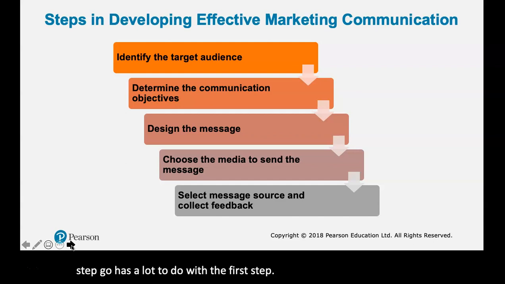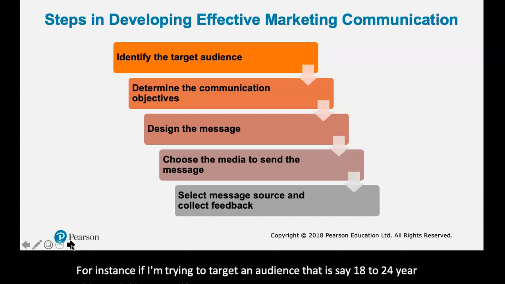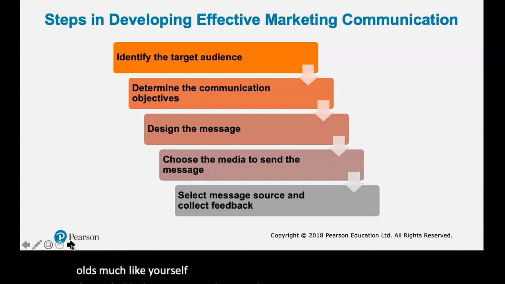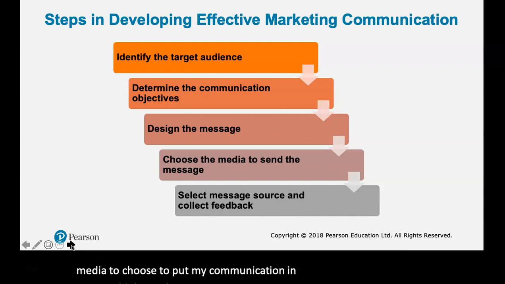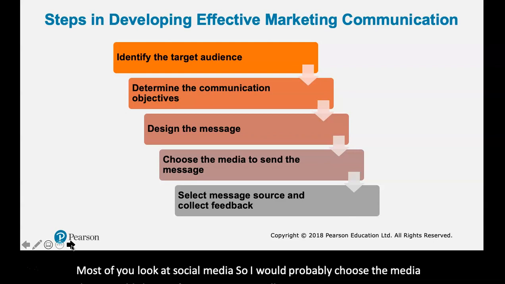For instance, if I'm trying to target an audience that is, say, 18 to 24-year-olds, much like yourself, I'm going to make sure that I choose a media that you're going to hopefully see or recognize. If I put it in a newspaper, that would be the worst possible media to choose to put my communication in. You wouldn't see that. You don't look at the newspapers. But most of you look at social media. So I would probably choose the media that I would choose if I was trying to really get into contact with your age group would be social media.